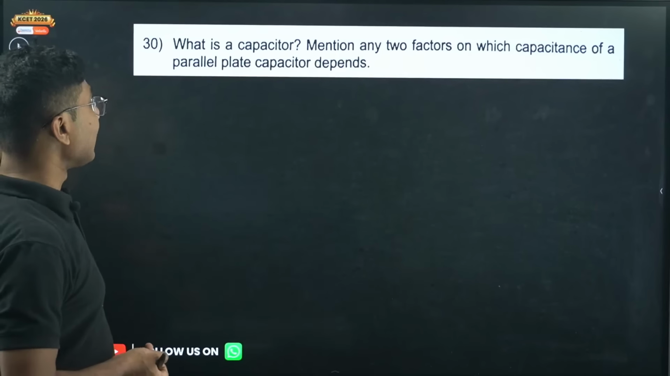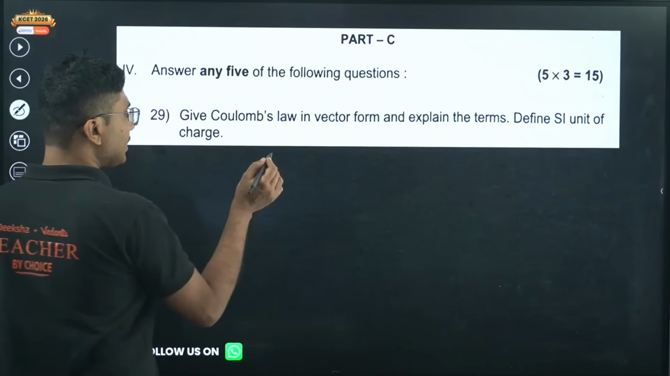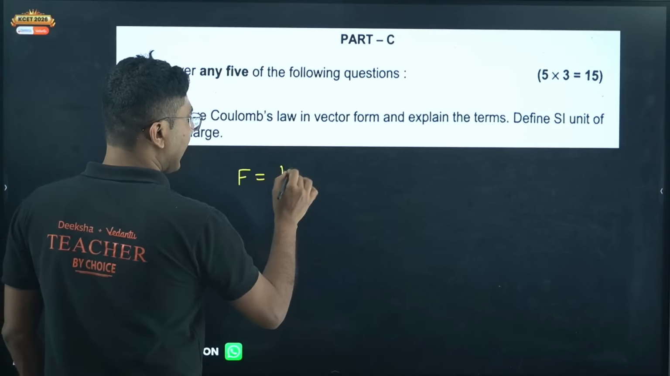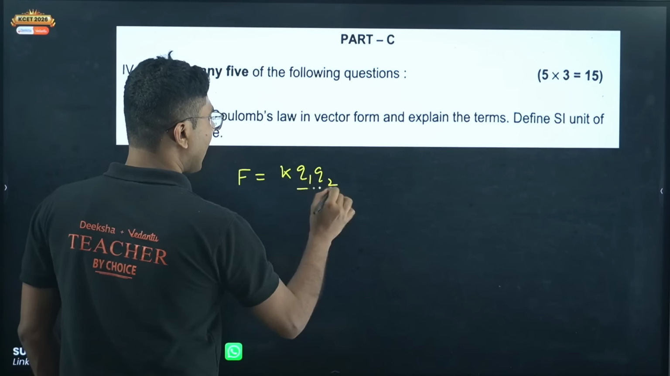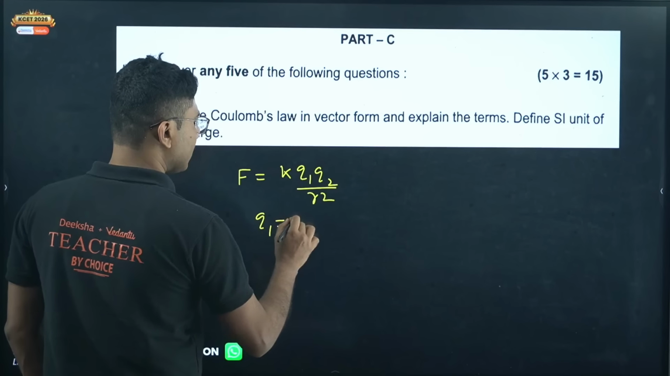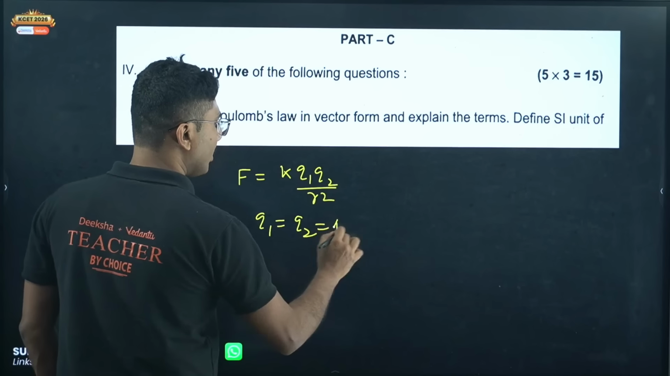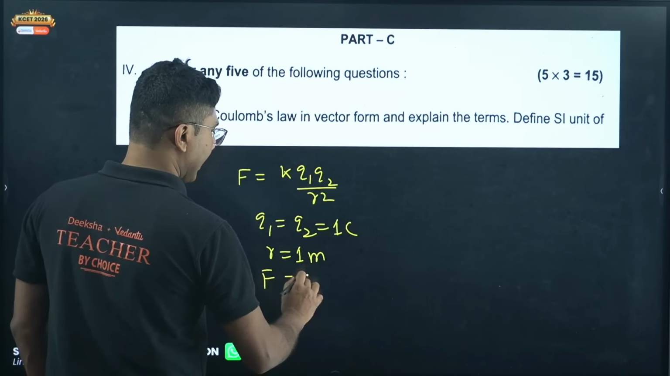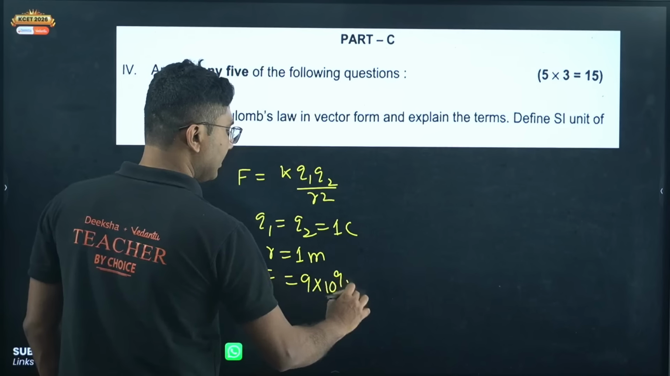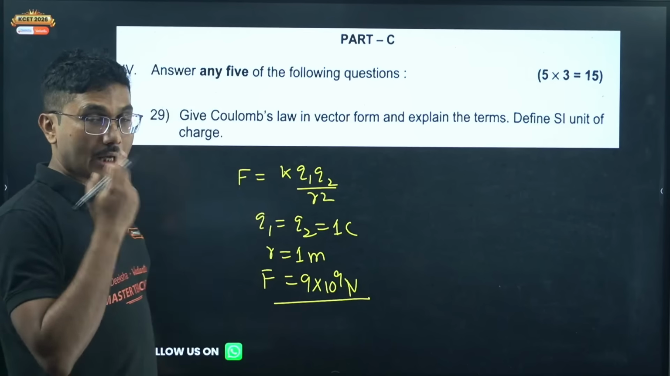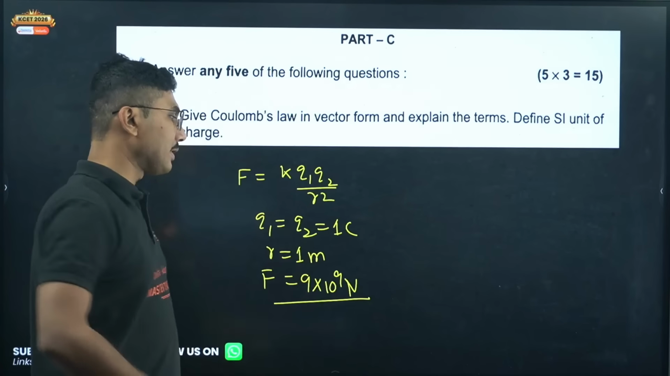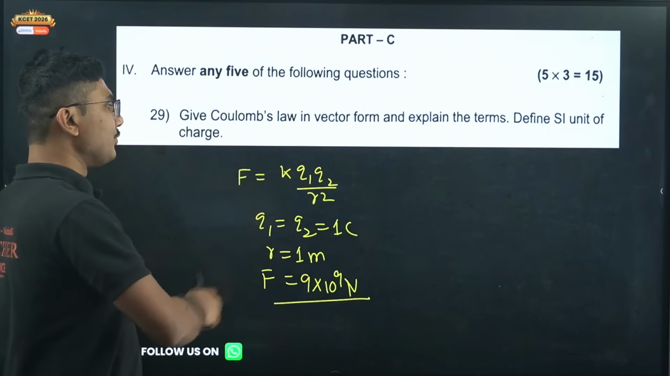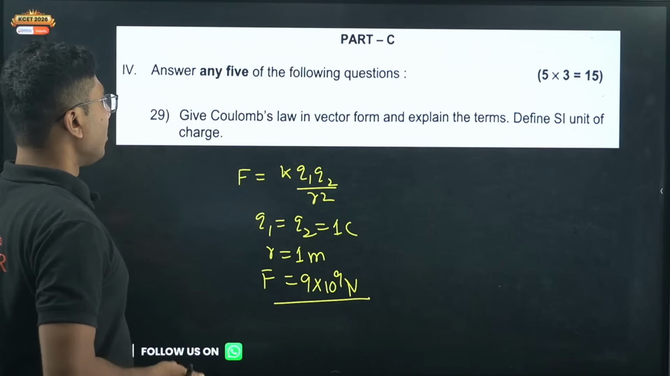Now, how can you define 1 coulomb of charge? You have to say F equals K Q1 Q2 by R square. If Q1 equals Q2 equals 1 coulomb and R equals 1 meter, then F becomes 9 into 10 to the power of 9 Newton. So when 1 coulomb charges are kept at a distance of 1 meter, the force acting between them is 9 into 10 to the power of 9 Newton. That is how you define 1 coulomb. Okay, next.